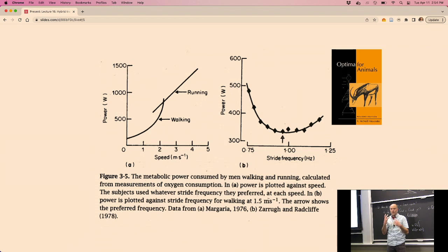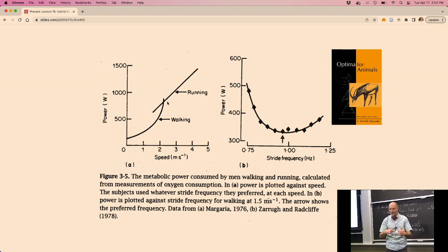It's not the only way to measure energy consumed, but that's a pretty good one. What you do is put people on a treadmill, tell them to walk or tell them to run, and then change the speed of the treadmill. People are particularly efficient at some speeds and not at others. So this is a plot of the speed of the treadmill, and this is the metabolic cost at different speeds.